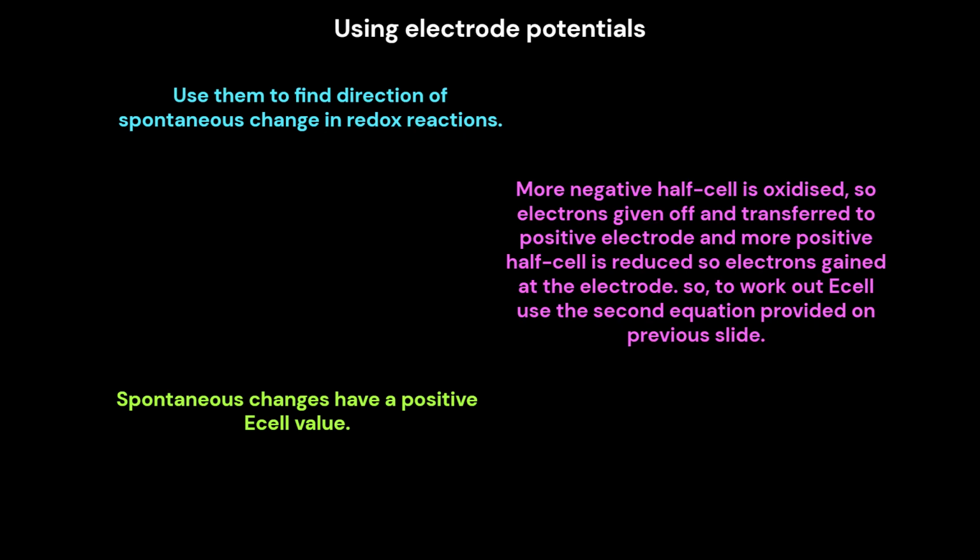Using electrode potentials. Use them to find the direction of spontaneous change in redox reactions. The more negative half cell is oxidized, so electrons are given off and transferred to the positive electrode, and the more positive half cell is reduced, so electrons are gained at the electrode. So, to work out Ecell, use the second equation provided above. Spontaneous changes have a positive Ecell value.